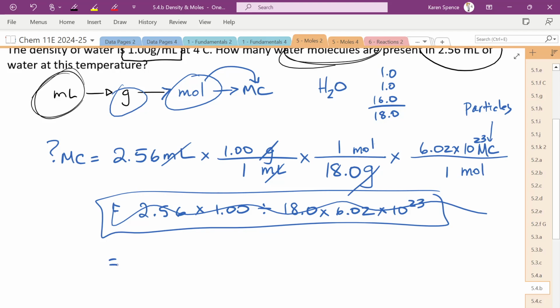2.56 divided by 18 times 6.02 E23 equals 8 point. Let's see, we got 3 sig figs and 3 sig figs and 3 sig figs. Oh, 3.